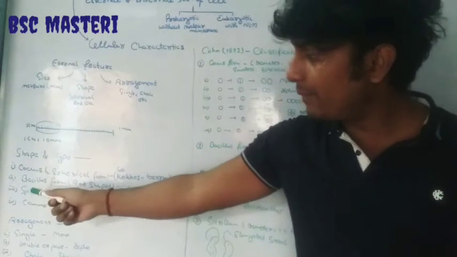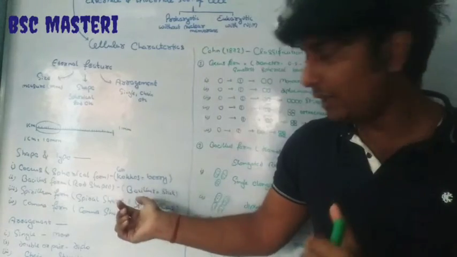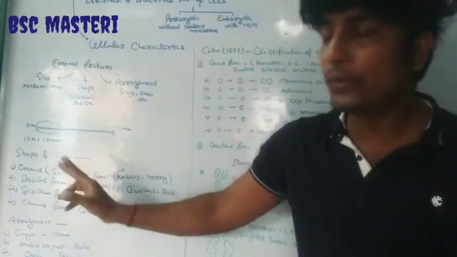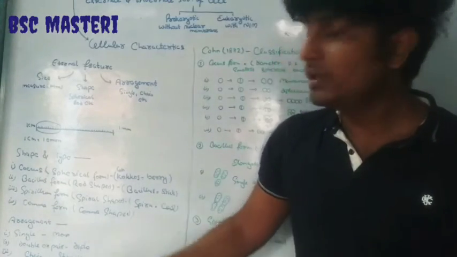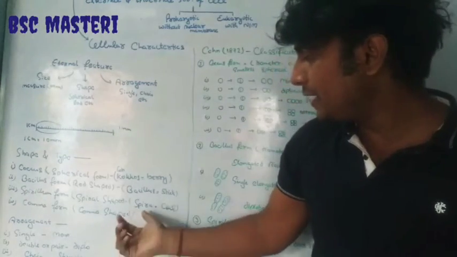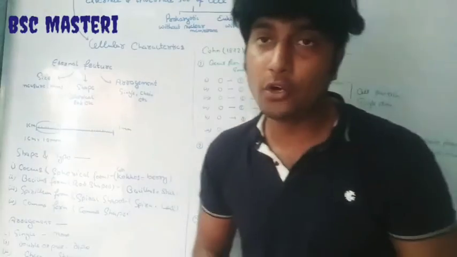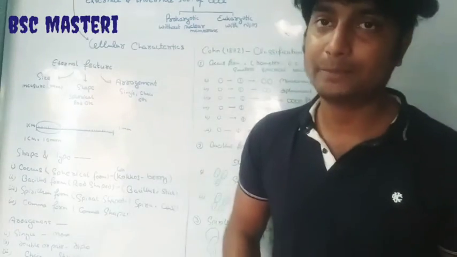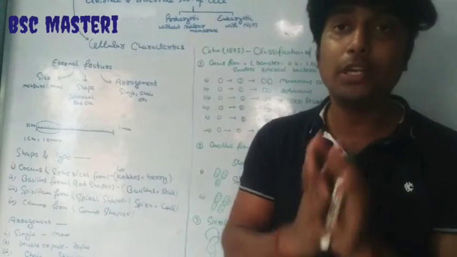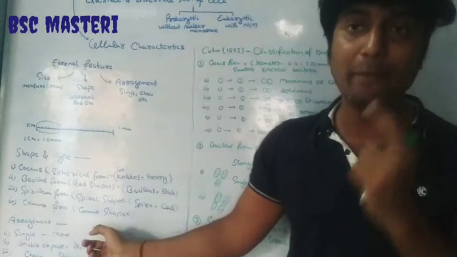The second type of bacteria is the bacillus form, derived from the Greek word bacillus, which means stick. It is also called rod-shaped bacteria. The third form is the spirillum form, derived from the Greek word for coil, and it is also called spiral-shaped bacteria. The fourth type is the comma form, also known as comma-shaped bacteria because it looks completely like a comma.